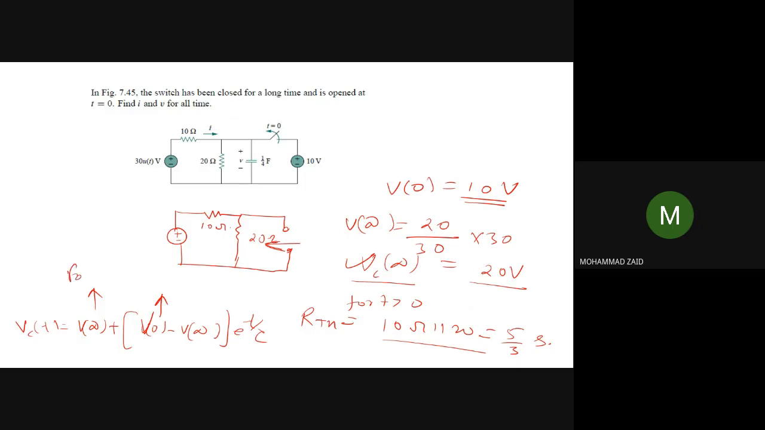So this is basically the complete response of the circuit. This is the force part and this is the transient part. The transient part will die out after t is equal to infinity. The force part will remain. Okay, so this much from my side today. If you have any queries, you can put it on your Google Classroom or we will discuss in our next class.